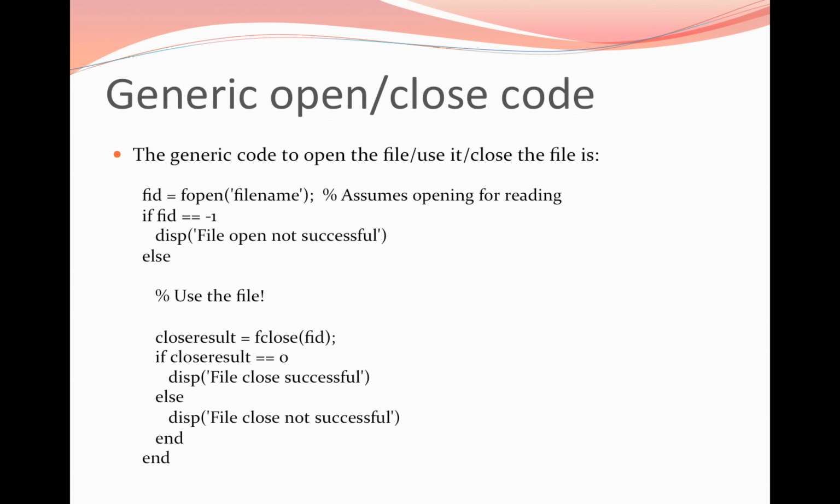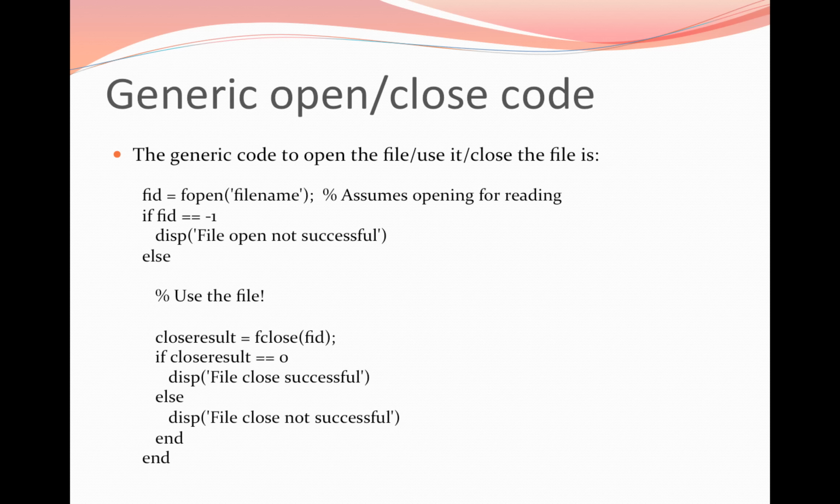So here's generic code for just the file open and the file close parts. We start by attempting to open a file using fopen. If we just pass the name of the file, then that assumes that we're opening it for reading, so we don't have to pass the permission string. The fopen function is going to return a number, and we store that in a variable, fid. So first we're going to check to see whether the fopen was successful or not. If the value of fid is equal to -1, that means it was not successful, so we display some kind of error message. Else, we're going to go ahead and use the file in some way.